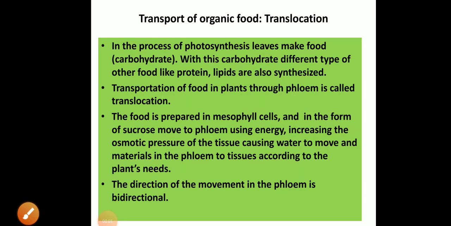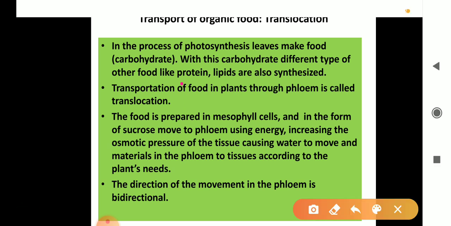Next is transport of organic food. This process is called translocation. It means transport of organic food is called translocation. In the process of photosynthesis, food is prepared in the leaf, and it is formed in the form of glucose. Then with the help of that carbohydrate, different types of food like protein and lipids are formed.